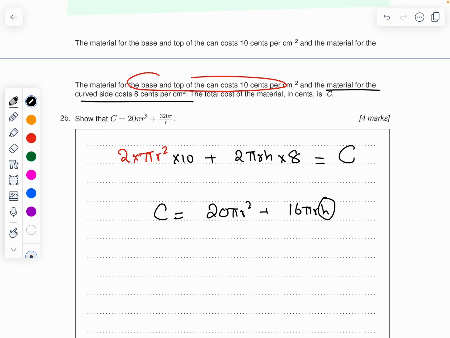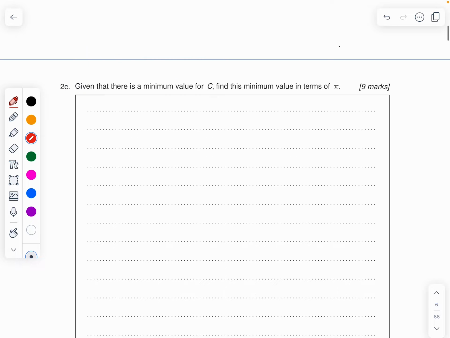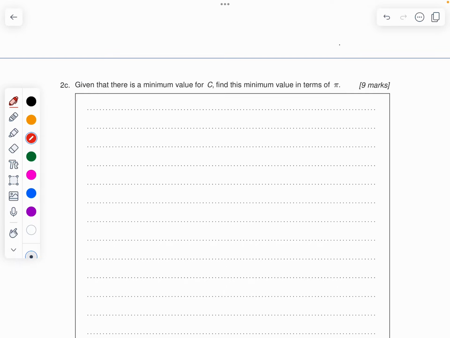But just now we got the value of h. 16 pi r, and h is nothing but what? Just now we got 20 upon r square. So when I simplify that, I get 20 pi r square plus 320 pi upon r, because one r and r get cancelled. Given that there is a minimum value of c, find the minimum value in terms of pi.